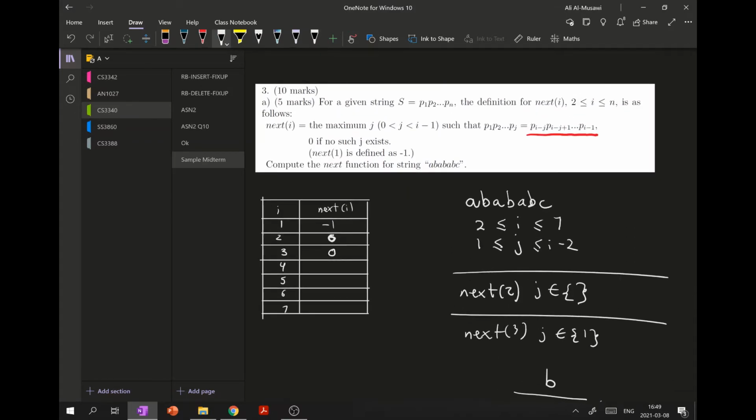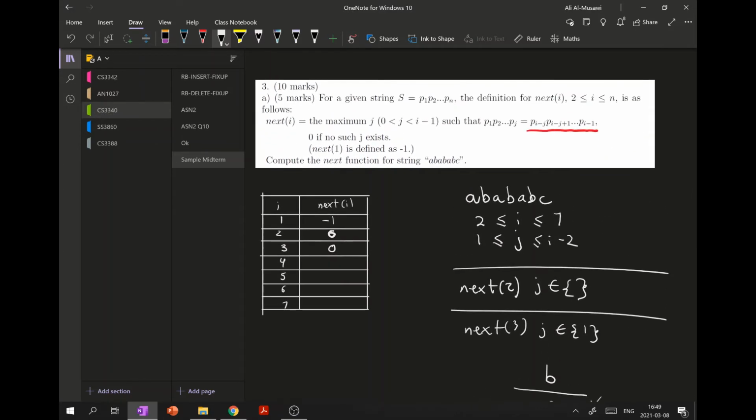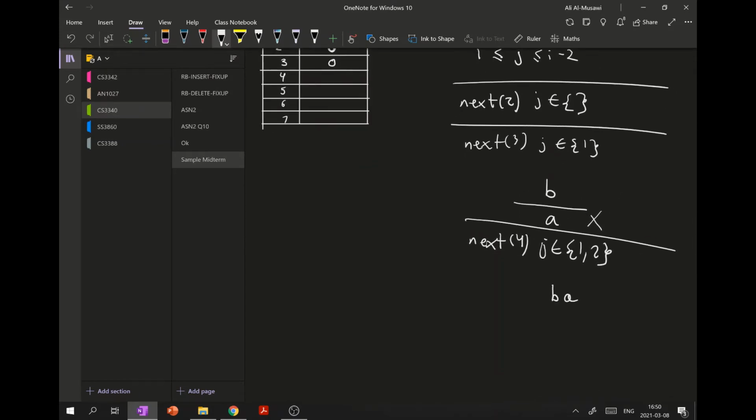What does it start with? The right-hand side starts with p(i−max j). The max j is computed to be 2, so 4 minus 2 is 2. So it starts with p2, and p2 is b. That's it. There's nothing between p2 and p3. That's our string that we compare to.